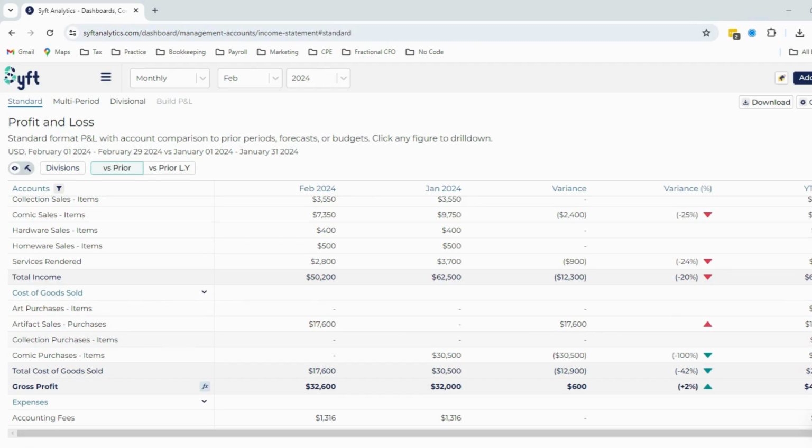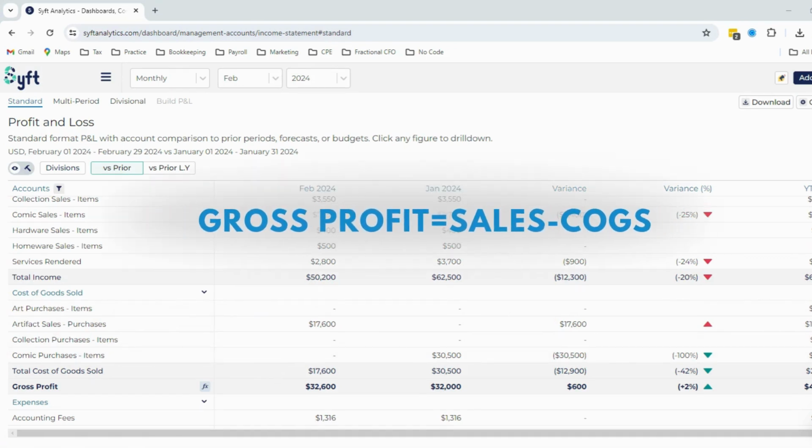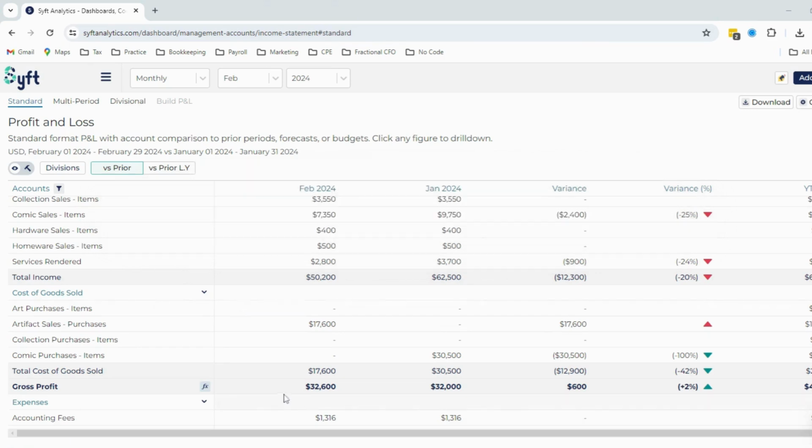So over here, they only have one cost of goods sold item. That's how much the cost of the artifacts were that they purchased, and then they were sold over here. So I would have expected them to have a cost for each of the different products that they're selling, but it's just demo data. And so after we have your cost of goods sold, you take your sales less your cost of goods sold, you have your gross profit.